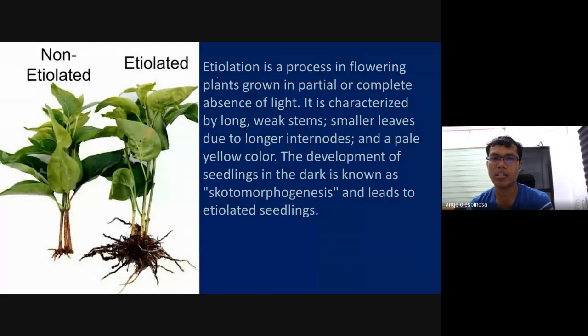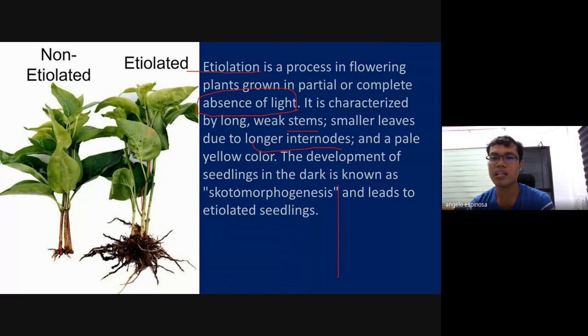And this is what we call etiolation. Pag sinabi naman etiolation, kakulangan. So it's a process in flowering plants grown in partial or complete absence of light. Pag sinabi nating absence of light, hindi lang siya nagyeyellowing, also nagkakaroon ng dwarfing or pagkapandak. It is characterized by long and weak stems, mahaba yung stem niya. Meron din etiolation part na pandak siya, tapos nagkakaroon sa internodes niya ng malaking intervals. So it is characterized by smaller leaves due to the longer internodes, mahaba yung interval ng internodes niya, and a pale yellow color.